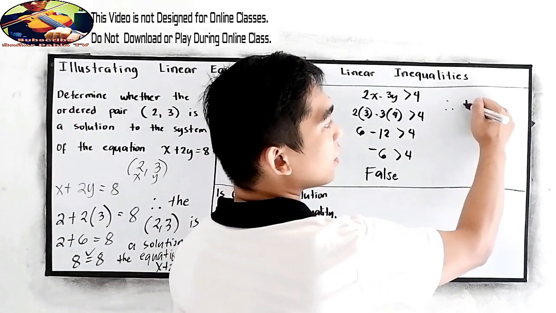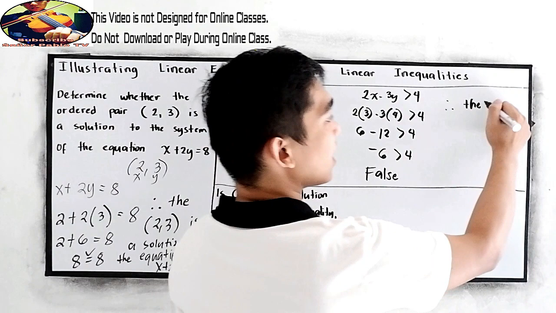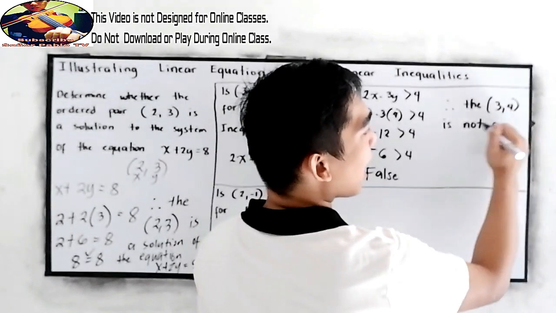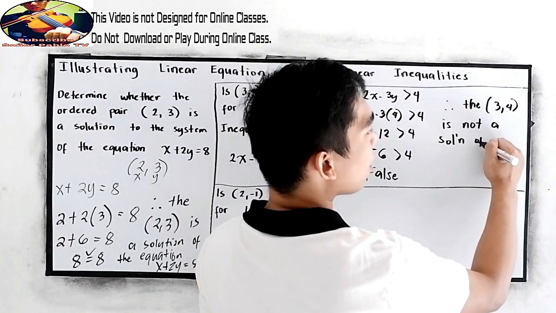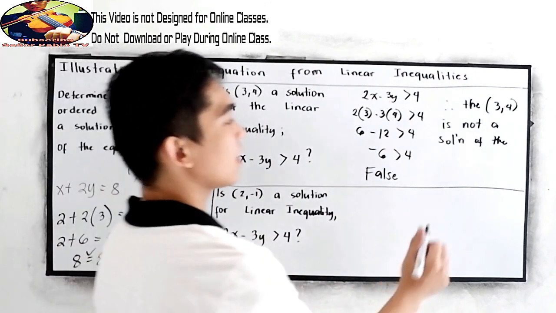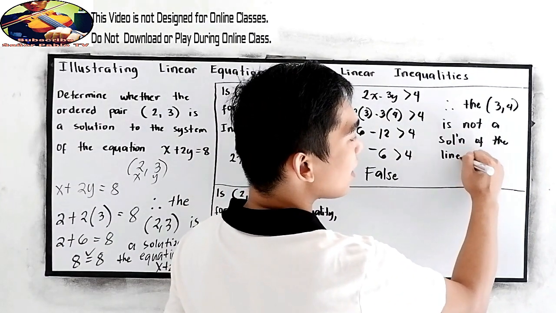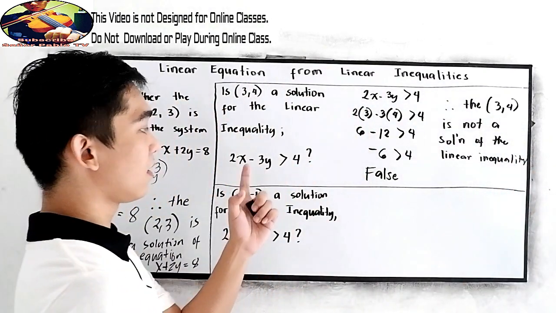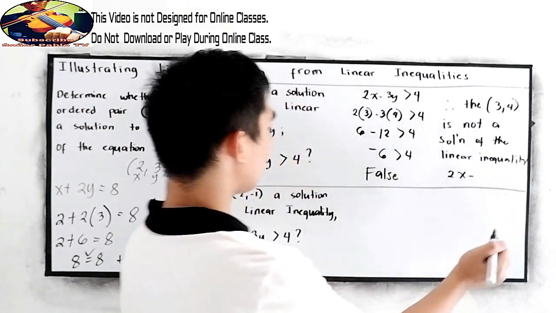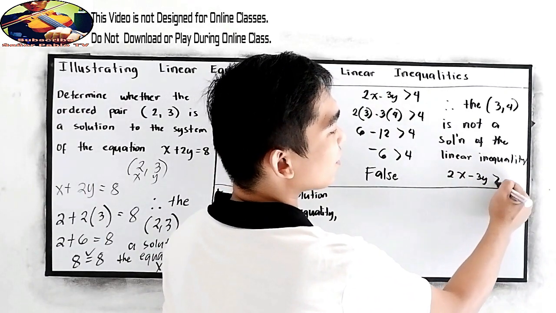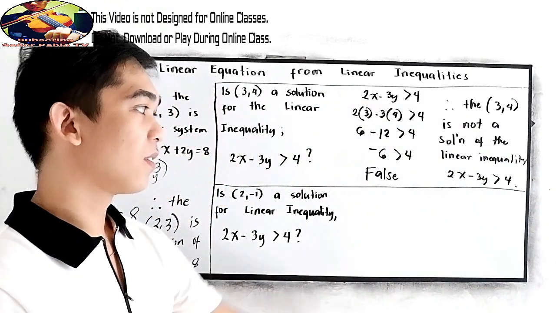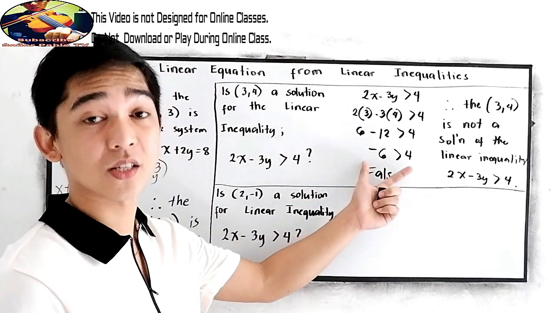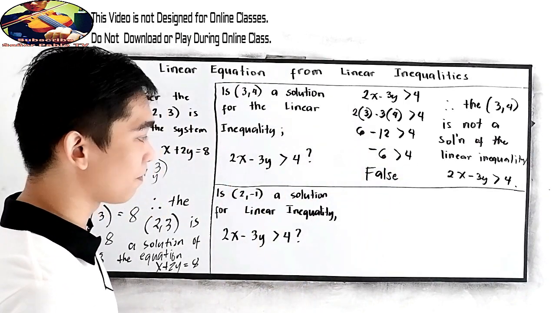Therefore, the ordered pair 3, 4 is not a solution of the linear inequality 2x minus 3y greater than 4. It is not a solution. Why? Because if we test, it gives us a false answer. Now let's try our second example.